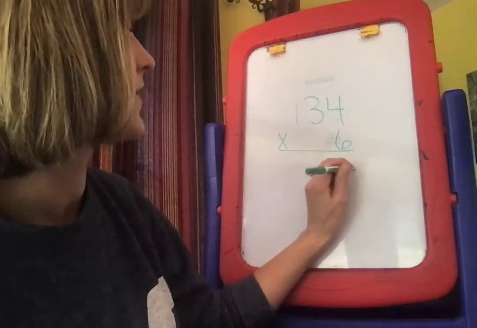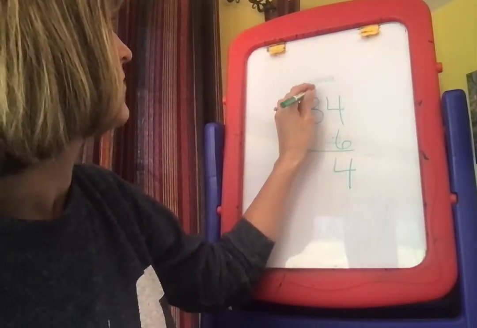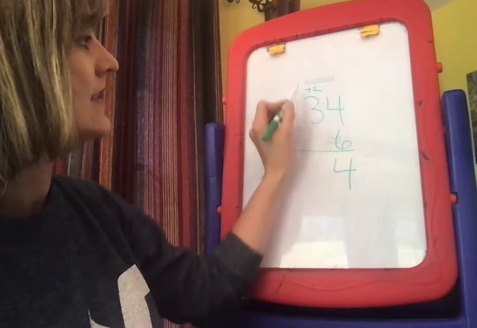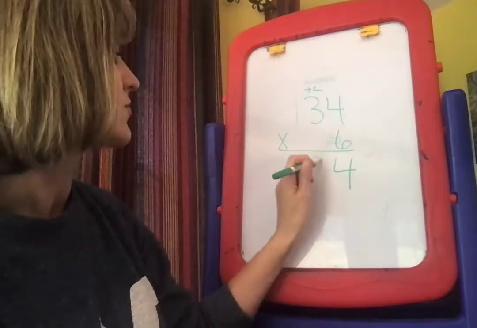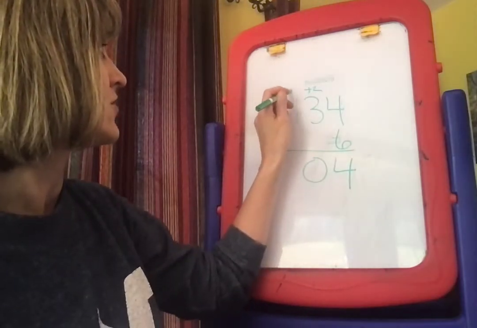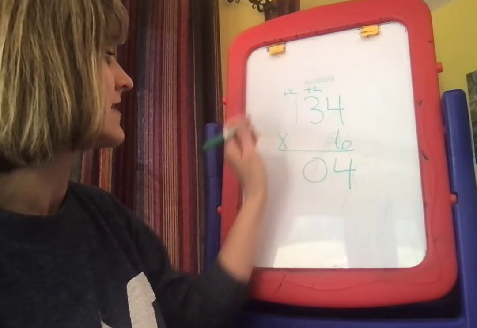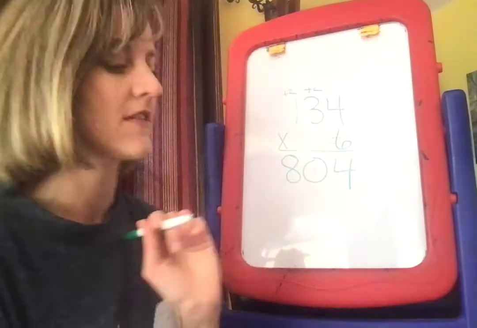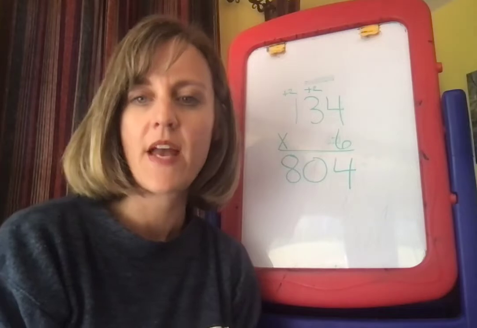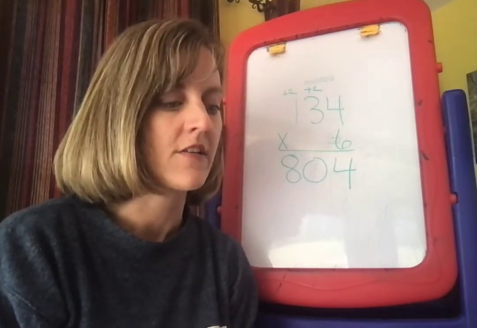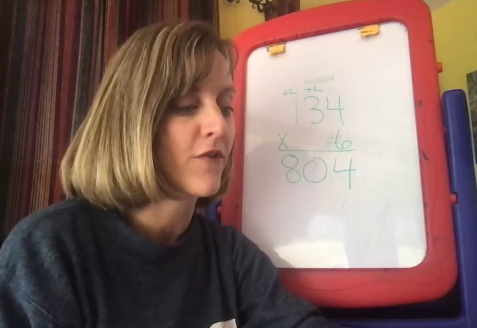4 times 6 is 24. Carry the 2. 6 times 3 is 18. Plus 2 is 20. Carry the 2. 6 times 1 is 6. Plus 2 is 8. Okay. So we have 804. Okay, that's the first part.